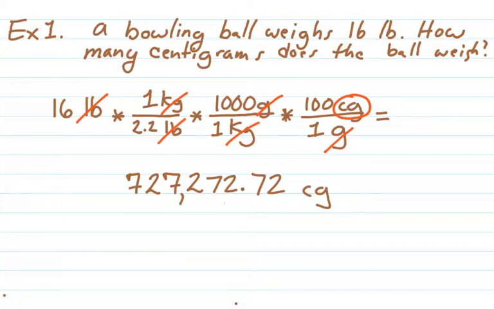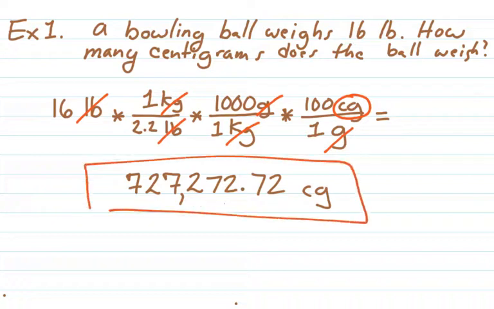And this kind of makes sense. If 100 centigrams makes up a gram, and a gram weighs approximately a paperclip, this number seems reasonable to me. It's a very large number, but it seems reasonable. Let's go to the next example.